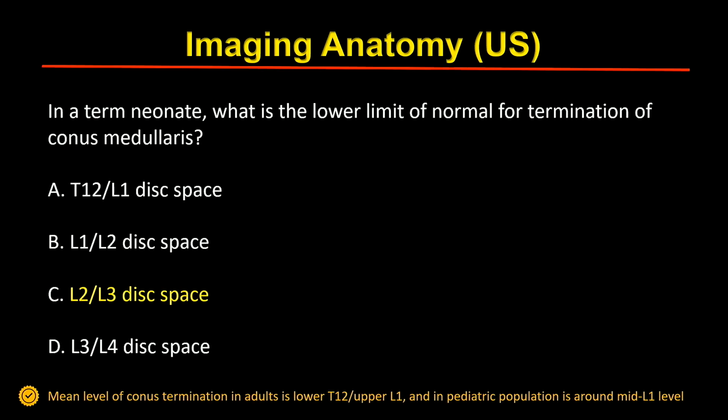Now, at any age, including term neonate, the lowest limit of normal for conus is L2, L3 disc space. What I'm trying to say is that anytime the conus is below the L2, L3 disc space, it's a low-lying conus. Now, if you look at the mean positioning of the conus in human population, in adults it's about lower T12 and upper L1, and in the majority of pediatric population, it's mid L1 level.